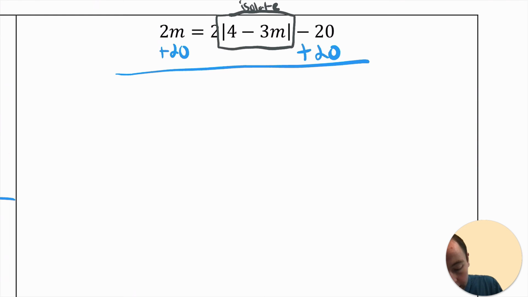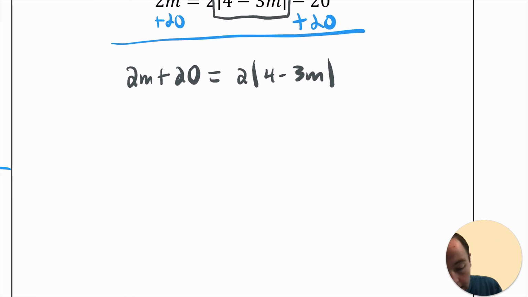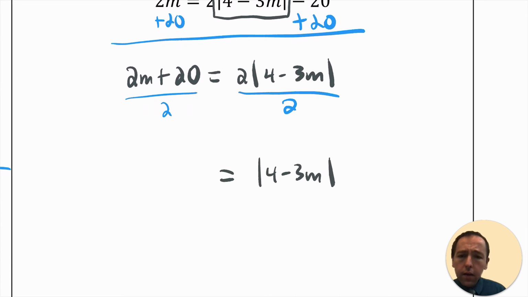That means we're going to get 2 times the absolute value of 4 minus 3m on the right-hand side. And then 2m and 20 are not like terms, so we'll get the expression 2m plus 20 on that side. And then we'll want to undo the multiplying by 2. So we can divide by 2 and then divide by 2. That means we're going to get the absolute value of 4 minus 3m alone now on that right-hand side. And on the other side, both of those terms can get divided by 2, so we get 1m plus 10.